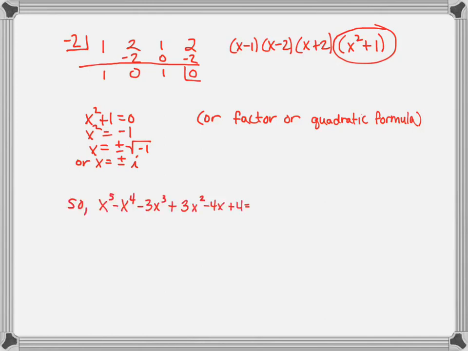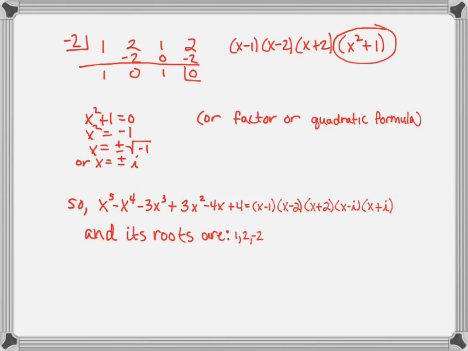So our original polynomial, x to the 5th minus x to the 4th plus 3x cubed plus 3x squared minus 4x plus 4, factors to x minus 1 times x minus 2 times x plus 2 times x minus i times x plus i. And its roots are 1, 2, negative 2, i, and negative i. So we know that we've got the conjugate pair i and negative i. We had the one negative real root. We have two positive real roots. So we have 5 linear factors and 5 roots for our original polynomial function.